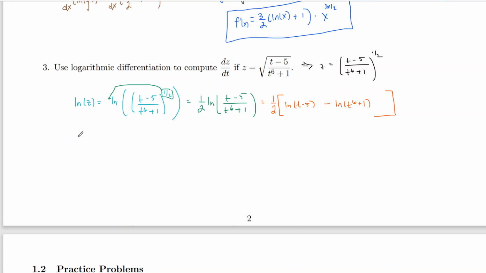I'm going to actually rewrite what we have first, the equation, but I'll leave room to write in the derivative. So we have the natural log of z equals this in orange, 1/2 times the natural log of t minus 5 minus the natural log of t to the 6th plus 1. And now I want to do the derivative of each side. Well, the letter we're differentiating with respect to is t. So d over dt. We want to do the derivative of each side.